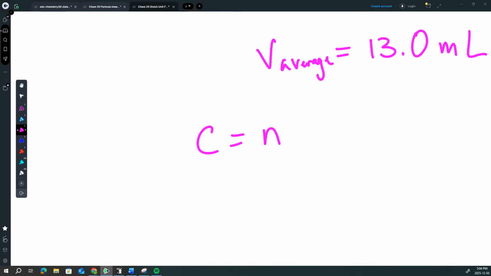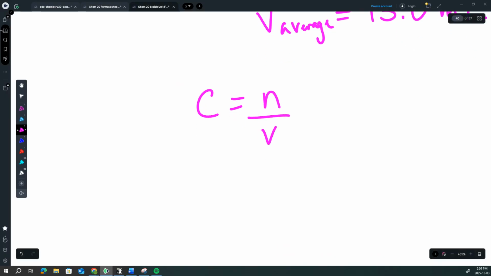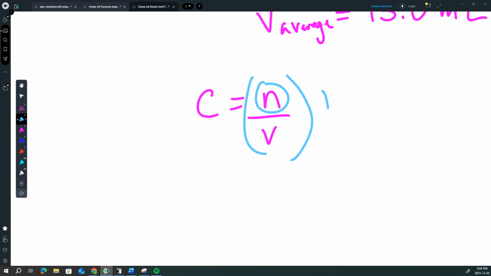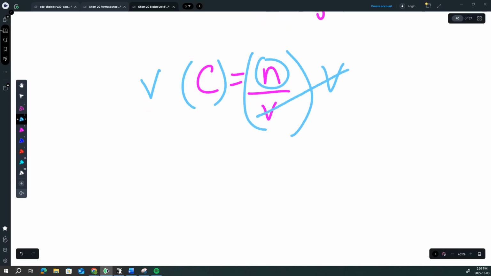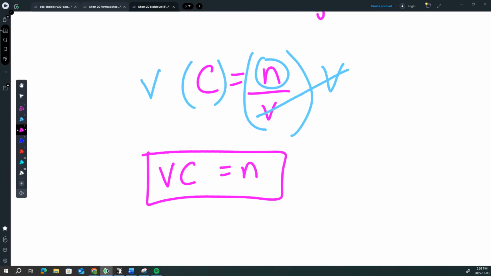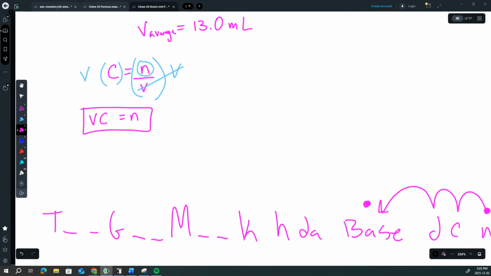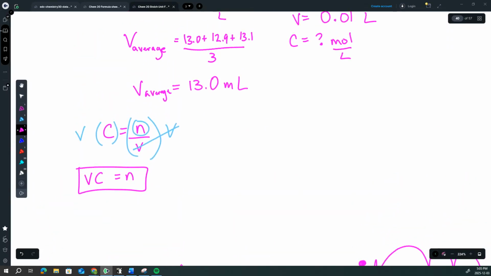So concentration is equal to moles divided by volume. We want to isolate moles, so we've got to ask ourselves, what is volume mathematically doing to moles? Well, it's dividing, so the opposite is going to be multiplying. So these cancel out, and we're going to be left with volume multiplied by concentration is equal to moles. That's what we're using. All right, let's see how much room I have. I think I'm going to have to scooch this up a little bit.